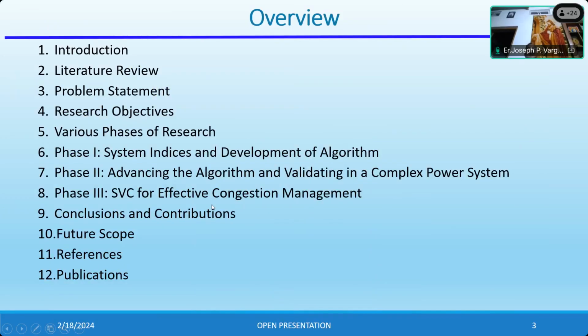In phase 2, the algorithm has been modified and validated in a complex power system. Third one is the static power compensators for effective congestion management. This third phase and the fourth phase are not included in this presentation. We are covering only phase 1 and 2. And the conclusions and contributions of the research have also been added in the overview. Future scope, references, and publications are the contents of this overview.